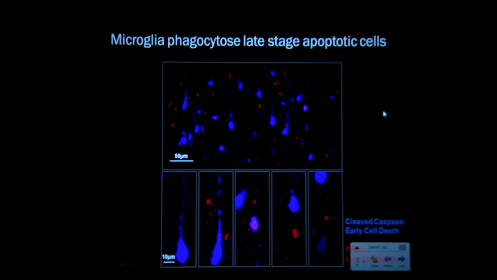And what you'll probably notice is that those cells that are labeled with cleaved caspase 3, they still look like neurons. They still maintain most of their structure. They have a cell body and a dendrite. In contrast, if we look at those cells that are labeled with PSVU, they're much smaller and more compact. And this is actually very common of the apoptotic cell death pathway. They go through this transition.